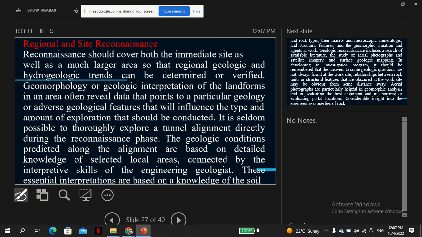Then the regional site reconnaissance: of course, you have to visit the site first. Reconnaissance should cover both the immediate site as well as a much larger area so that the regional geologic and hydrologic trends can be determined or verified. Geomorphological or geological interpretation of landforms in an area often reveals data that points to a particular geology or adverse geological features that will influence the type and amount of exploration that should be conducted.